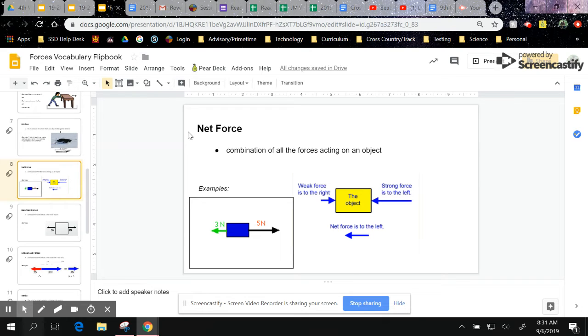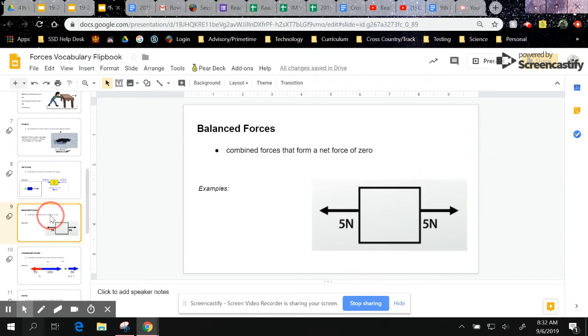Next word is net force. It's the combination of all forces acting on one object. An example would be a force pulling this box to the left by 3 newtons, and a force pulling this box on this side, 5 newtons. Which side is winning? The 5 newtons. So the box will move to the right by 2 newtons. And what we did there was we subtracted the bigger side by the smaller side, 5 minus 3. Is 2.